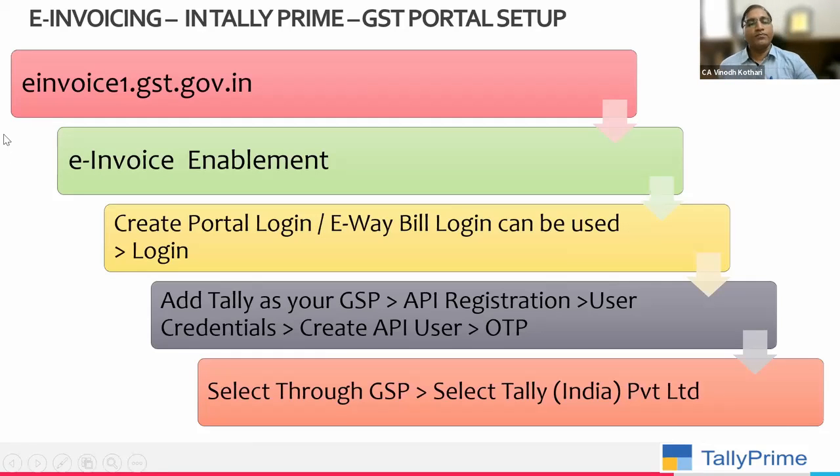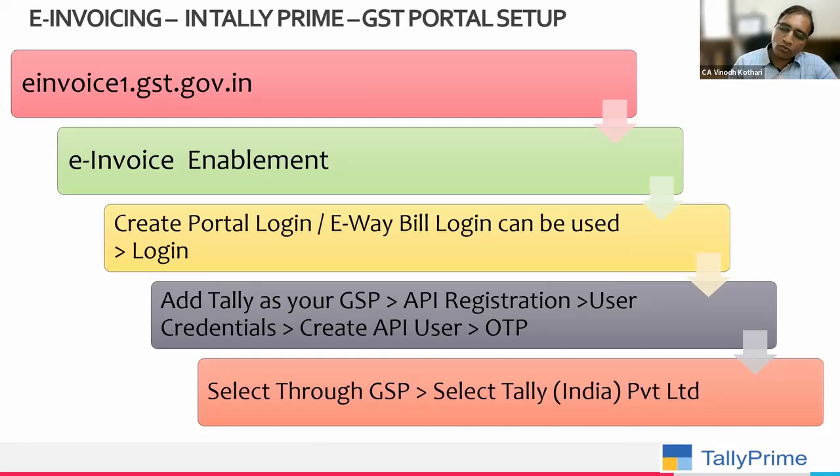You accept it as e-invoice enablement. Once you enable it, you create a portal login. That is for the purpose of logging in to the portal. First you enable e-invoice, then you create a portal login. If you have already created an e-way bill portal login, that can also be used here. But e-invoice enablement is a must. Then add, now this is a very important step. If you want your Tally to be integrated with e-invoice on a real-time basis, then you have to add Tally as a GSP provider. GST Suvidha Provider is the GSP.